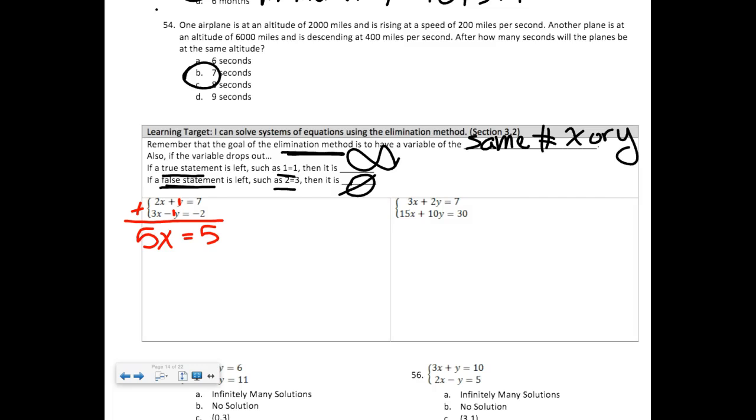We'll divide, and x will equal 1. Okay. Reminder though, when we did these, our answers, they were ordered pairs. So I know x, and now what I'm going to do is I'm going to plug it back in to find my y. And remember, you can plug it into either equation, it doesn't matter. I'm going to plug it into the top one just because there's no negatives.